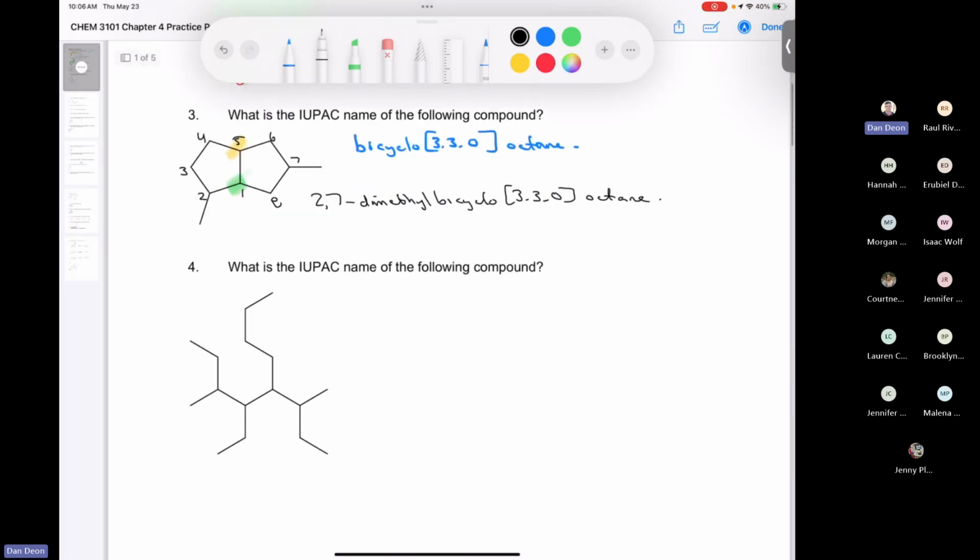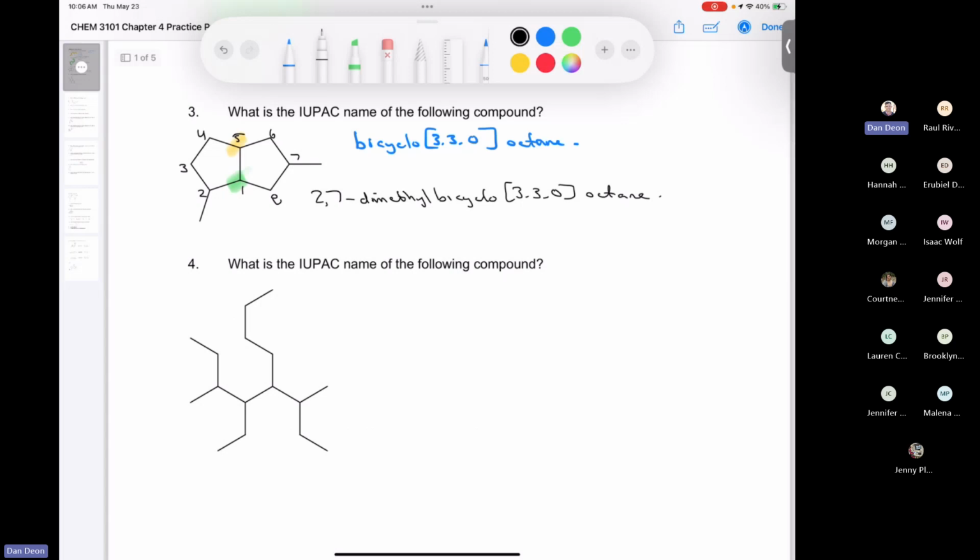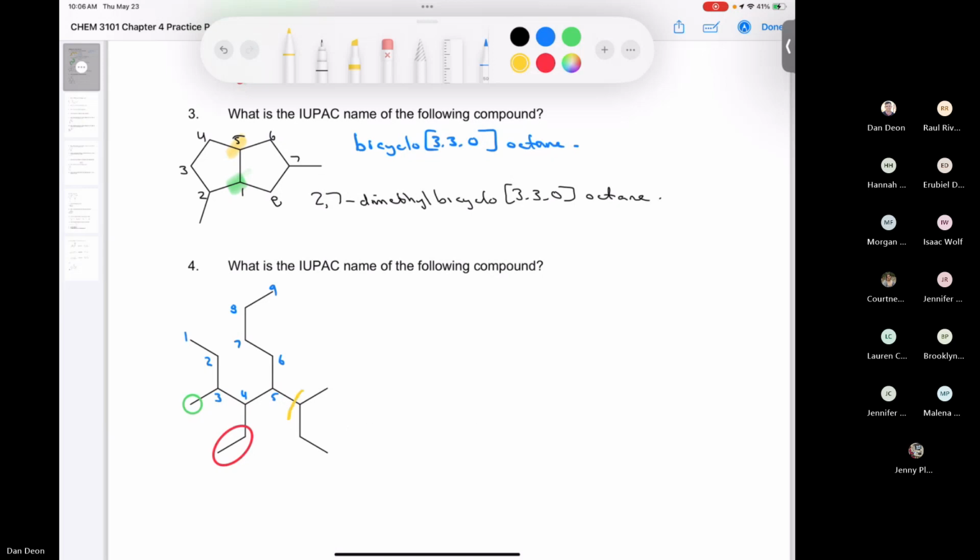All right, next one, a little bit bigger compound, okay? This one, it might have taken you a while to find the longest chain. The longest chain I found, I won't even highlight it, I'll just number it, was 1, 2, 3, 4, 5, 6, 7, 8, 9 carbons. And then with that, we have a substituent here, we have a substituent here, and then we have a big substituent here, which contains 4 carbons.